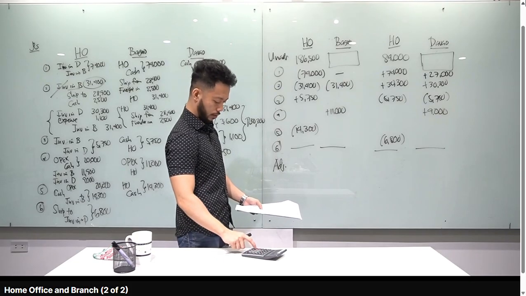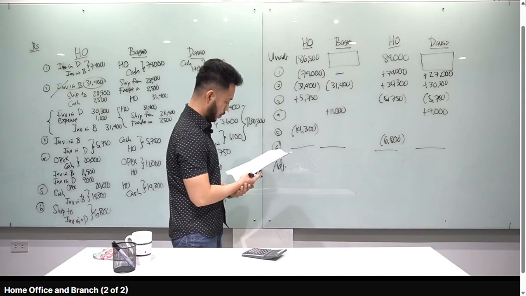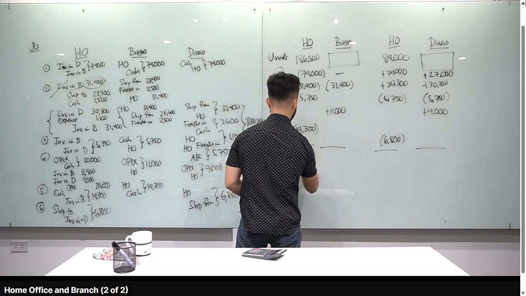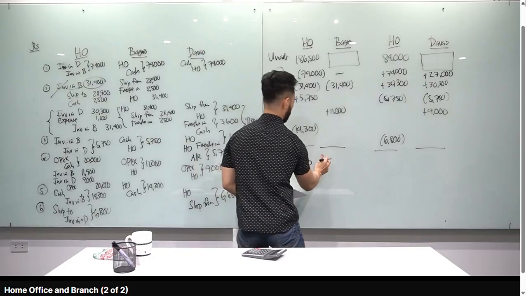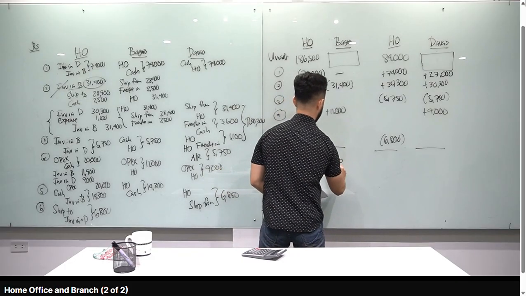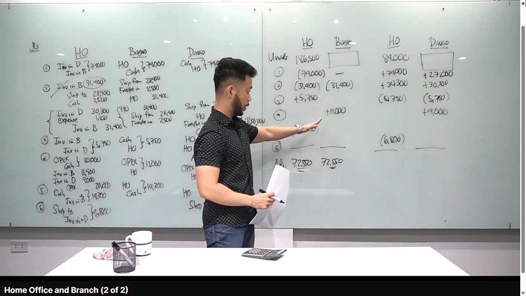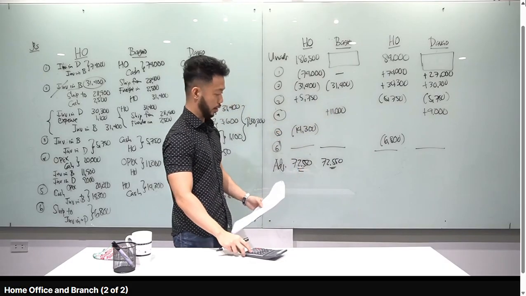Minus 14,300. You get 72,550. 72,550. Okay? Kakopy mo yan dito, class. Kasi dapat balance yan. Tama lang? Okay, and then work back tayo. Pabalik. Lahat ng positive, minus natin. Lahat ng negative, plus natin.